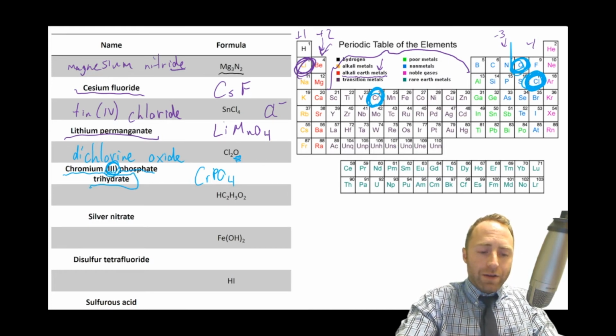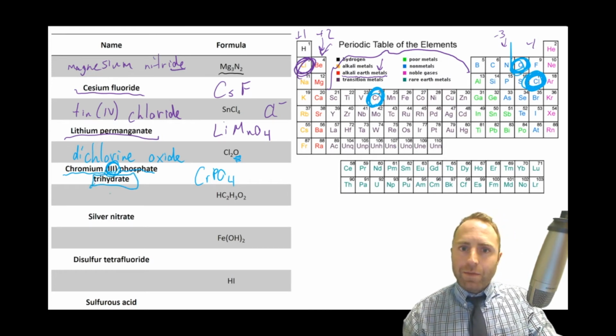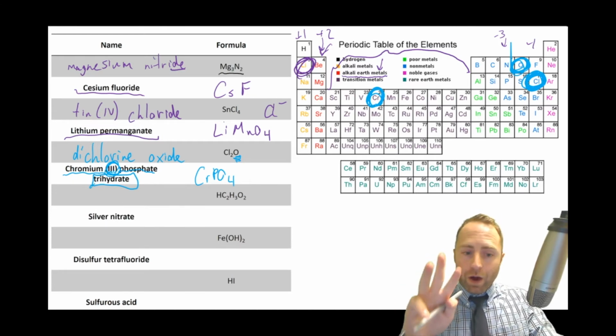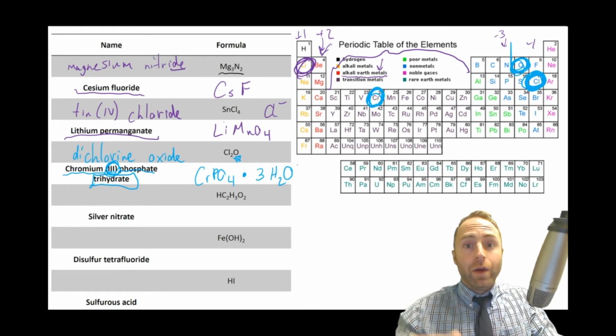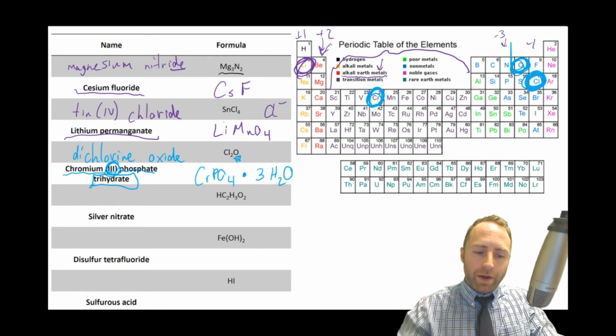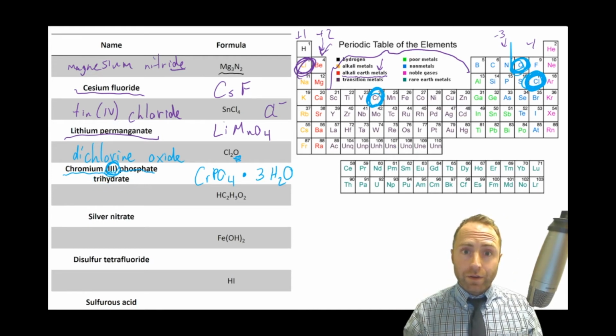Remember that trihydrate right there? What's that mean? Well, tri means 3. Hydrate means water. If you're ever thirsty, you have to hydrate. So 3 waters. We put a big dot right there: 3H2O, trihydrate. That's our compound. Okay, let's do the next one.